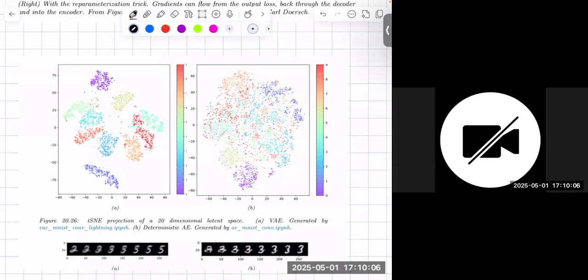So in here, you see a picture. On the left, this is a visualization of something created by the variational autoencoder. On the right, it is the standard deterministic autoencoder. You kind of see the variational one managed to pull together data from the same group a little better than the standard autoencoder.